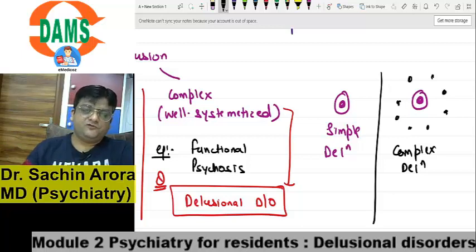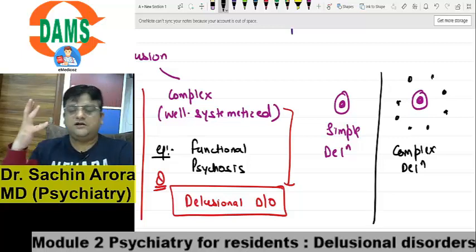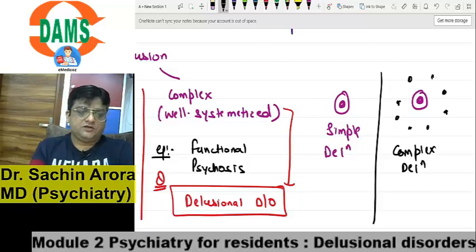Look, some examiners would wish you to say that systematization helps to differentiate organic psychosis from functional psychosis. But some examiners would wish you to say systematization would help you to differentiate schizophrenic psychosis versus a delusional disorder. As compared to schizophrenia, delusional disorder is well systematized, schizophrenia is ill systematized. But if you compare schizophrenia versus delirium, delirium delusions are very ill systematized and schizophrenia are well systematized. Do you get this concept?